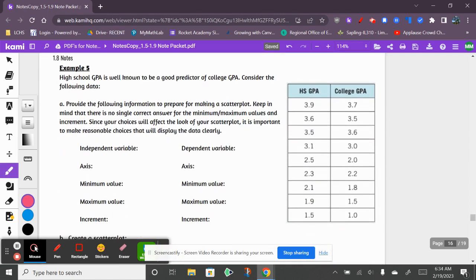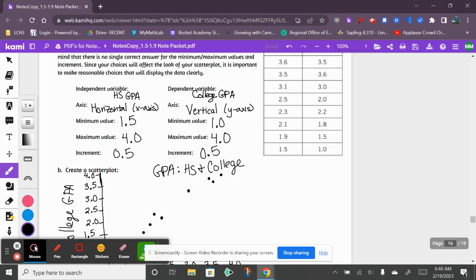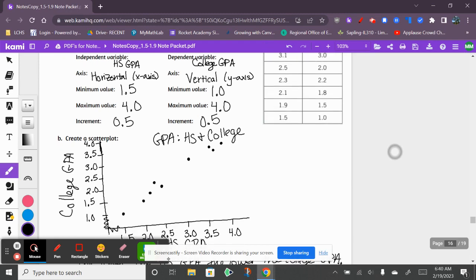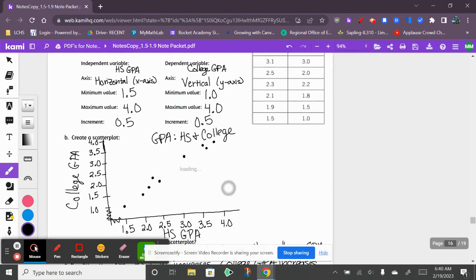Okay, for example 5, I am just going to pause the video and fill this in, and you can check and see what I have for my answers, and you can compare it to your own, or you can even just copy down what I eventually have. Okay, so here is the information that I used for the graph. We have our high school GPA, which was our independent variable. So that was on the horizontal or x-axis. Our college GPA was our vertical or our dependent variable, which was on the vertical or y-axis.